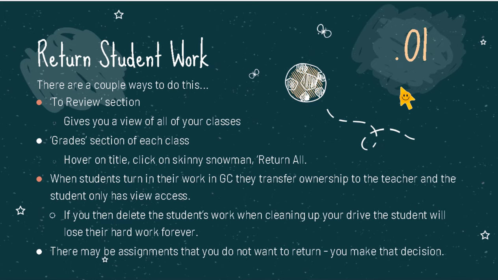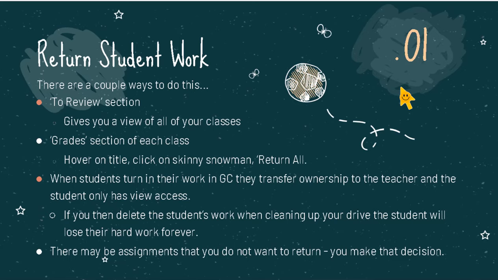So returning students' work, there are a couple ways to do this. So when you're in your Google Classroom, there's this thing called To Review. And that gives you a view of all of your classes, and then you could go in and see, if it says that there are some kids that are not graded, like there are assignments in there that are not graded, but they're turned in, you can look at those. Or you could go to the grade section of each class and then return the work that way.